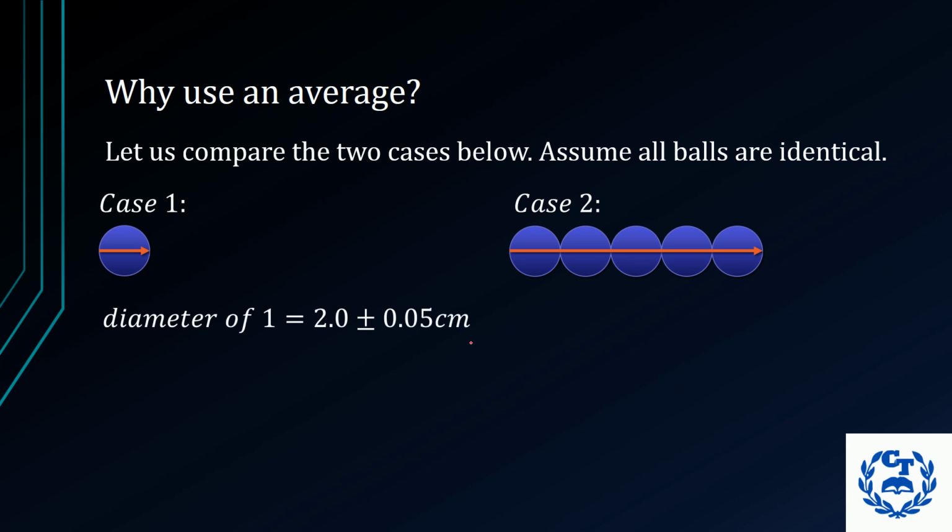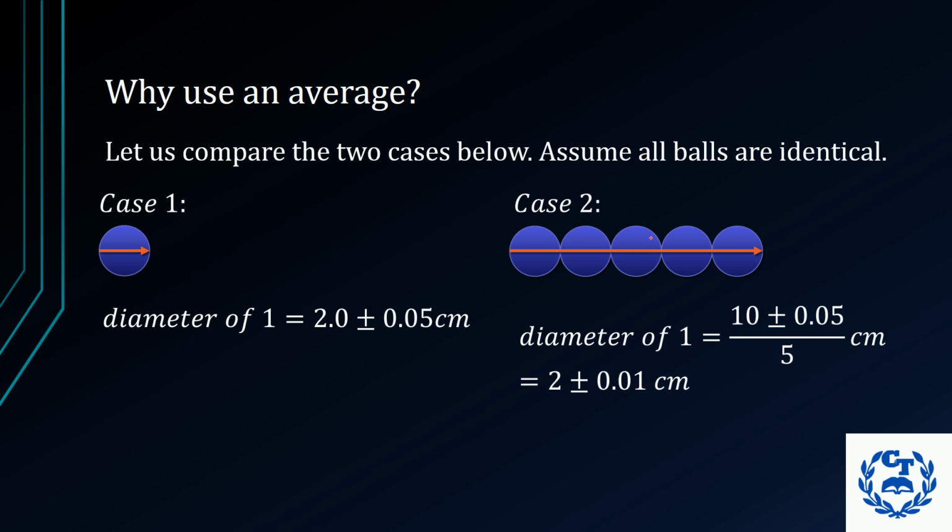In the first instance, the diameter of one of them is going to be stated as 2.0 plus or minus 0.05 centimeters. And we could understand how we get this if we use a centimeter rule, a 6-inch ruler. And for the second case, case 2, we see that the diameter of one of them is going to be equal to 10 plus or minus 0.05, since it's one measurement that we take, and we're going to divide that by 5. Reason being that these are 5 balls, so we divide by 5, we will get 2. And notice the uncertainty that we get in both of them. The uncertainty for the case of the average, which is what this is here, is much lower than the uncertainty for the case by itself.